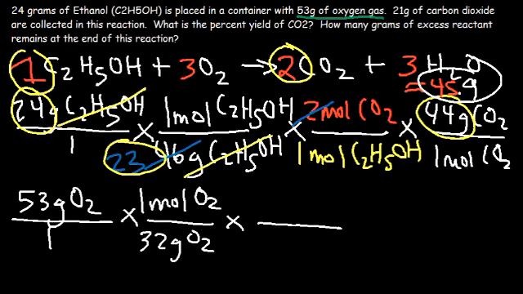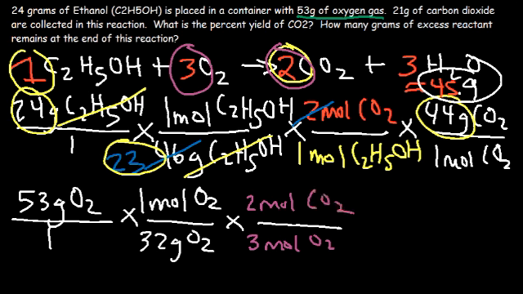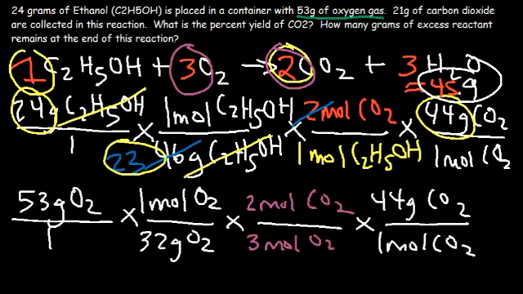Now, we need to use the molar ratio to convert from O2 to CO2, so it's a 3:2 ratio. So for every 3 moles of O2 that reacts, 2 moles of carbon dioxide are produced. And the last part, converting moles of CO2 into grams, we already have the molar mass of CO2. It's already 44, so we don't need to recalculate it. So now we got to do some math.